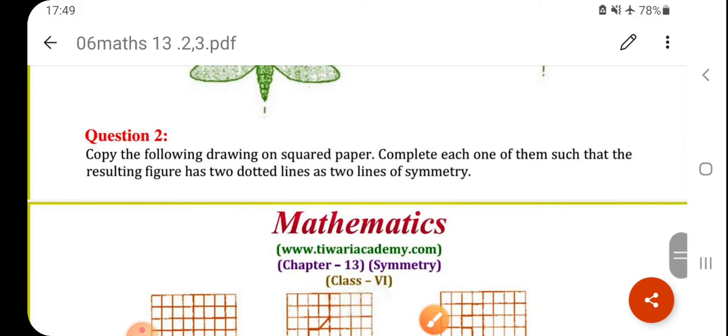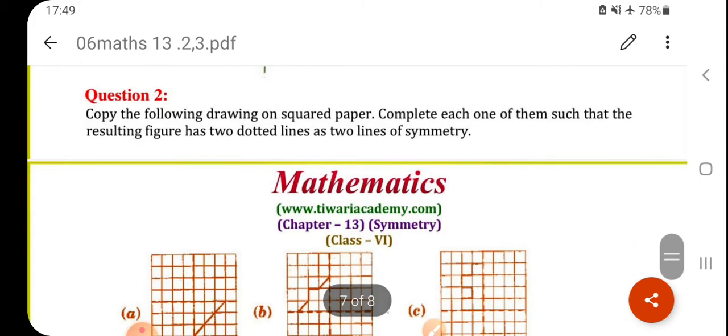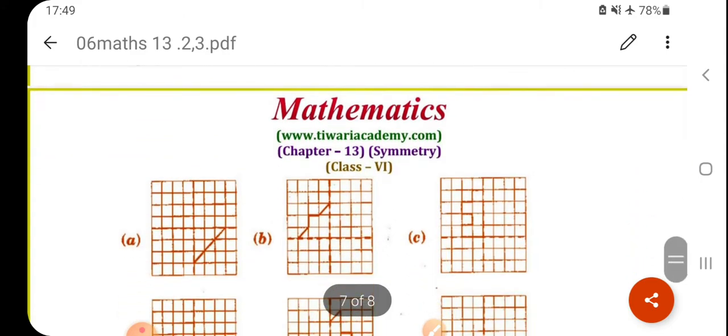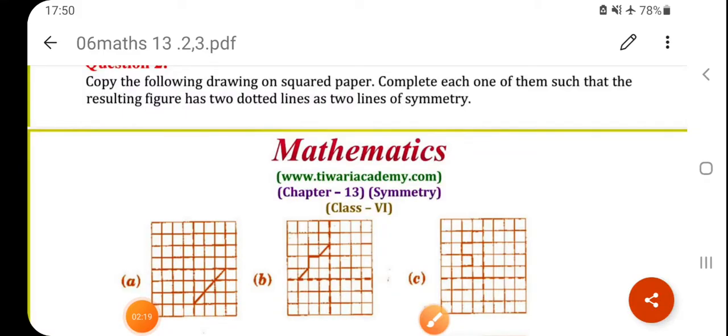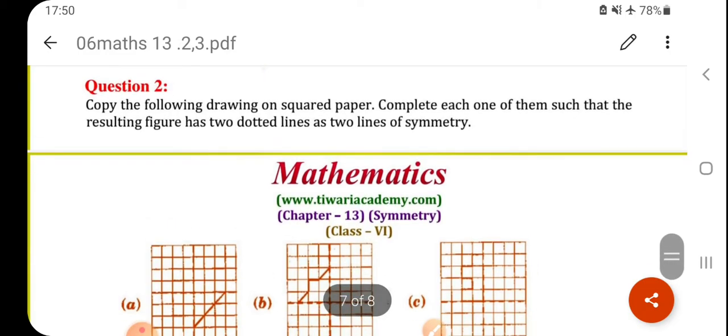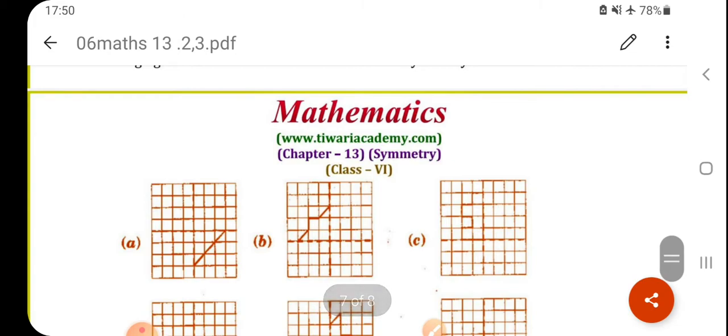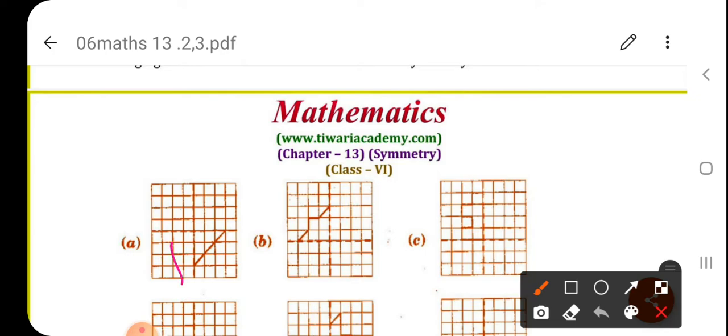Question number 2. Copy the following drawing on squared paper. Complete each one of them such that the resulting figure has the 2 dotted lines as 2 lines of symmetry. Here you have to copy the figure. One side is given. You can see in the first figure this side is given. So the same figure you have to draw here on the upper side.